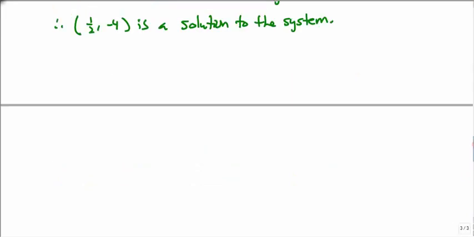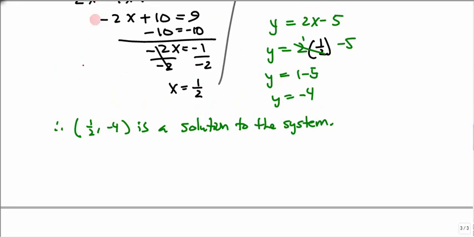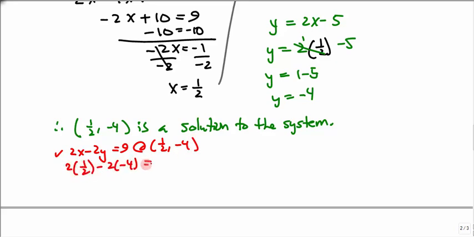Now, actually I should probably double check these. So let's go ahead and check. I remember my system was 2x minus 2y equals 9. And I want to check what's going on here. (1/2, negative 4). So I have 2 times 1/2 minus 2 times negative 4. And I'm wondering, does that equal 9? Half of 2 is 1. Negative 2 times negative 4 is a positive 8. 1 plus 8 equals 9. So that checks. But I have to check it in both of them.